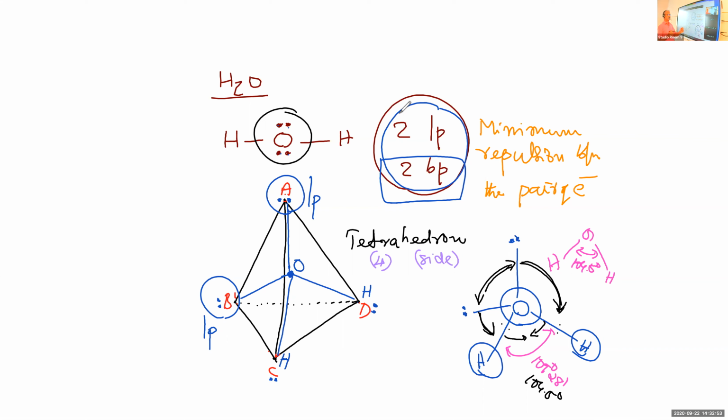Thus, we can explain the structure of a water molecule with the help of the valence shell electron pair repulsion theory. Here we have considered the electron pairs in the valence shell of the central atom, oxygen atom. Similarly, we can give the structure of ammonia molecule, NH3 molecule. Do you remember the electron dot representation of ammonia molecule? It is like this. This is the structure of ammonia molecule.